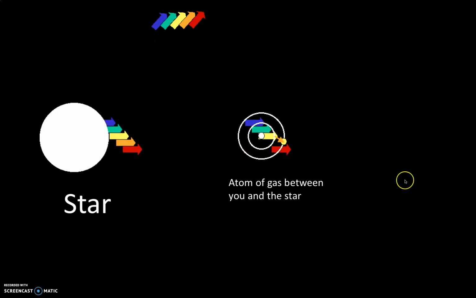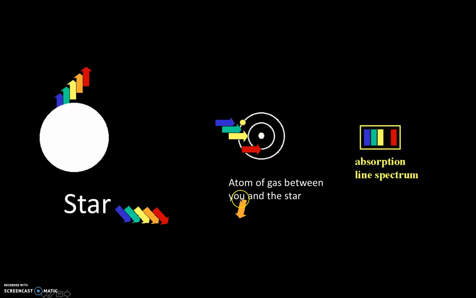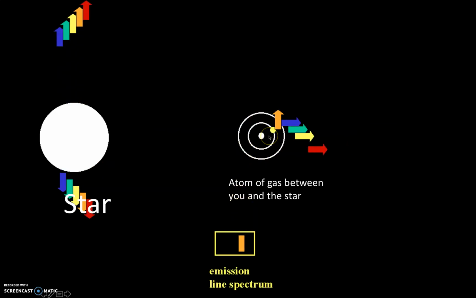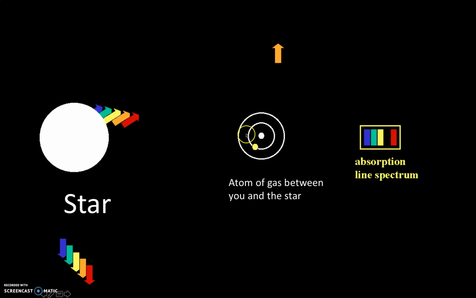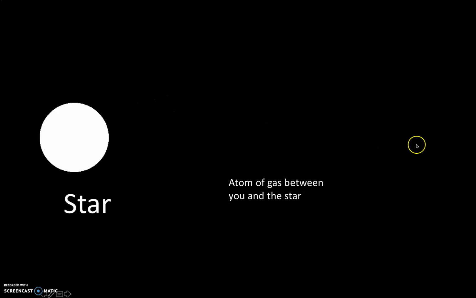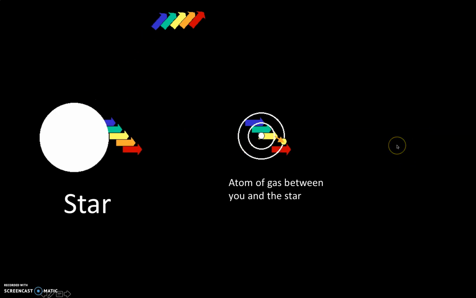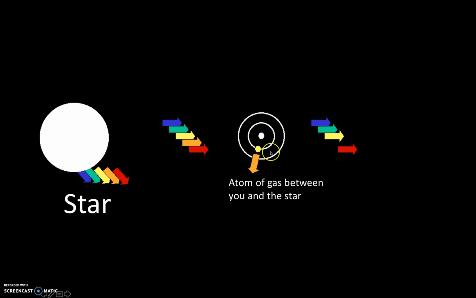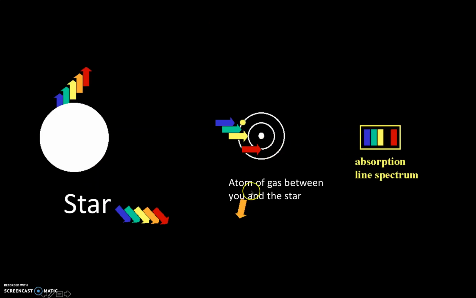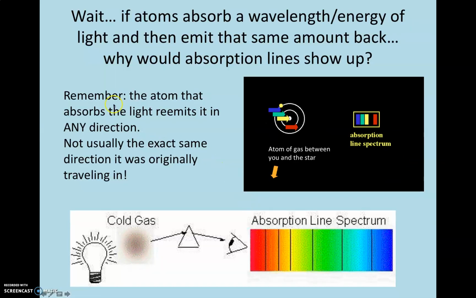So you've got some gas here between you and the star, and the star's light came, and some of the light was absorbed. This orange light was absorbed. And notice that when the orange light is absorbed, that means that the emission you get from the star is missing that. Notice the atom re-emits the light it has absorbed, and it goes out in a different direction. So the key idea here is that atoms absorb light and re-emit it in any direction.